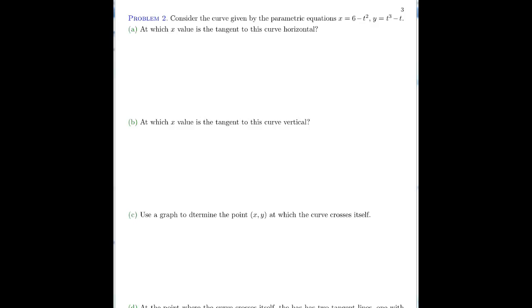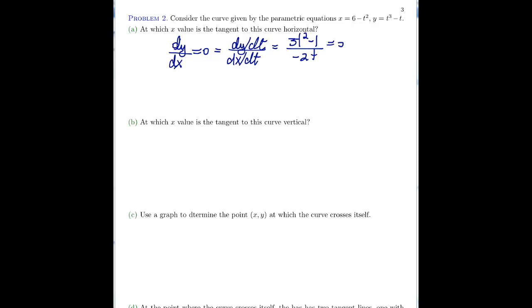In problem 2, we are given parametric equations again, and part A asks us to find the value of x where the tangent line is horizontal. So we know a horizontal tangent line means that dy/dx has to be 0, and dy/dx is just dy/dt over dx/dt. So in this case we get (3t squared minus 1) over (minus 2t).